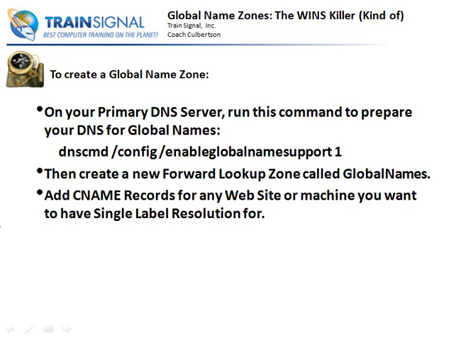Then we create a new forward lookup zone called exactly what you see here on the screen, GlobalNames. Then you add CNAME records for any website or machine you want to have single label name resolution for. All right, so let me actually show you how this is done real quick.